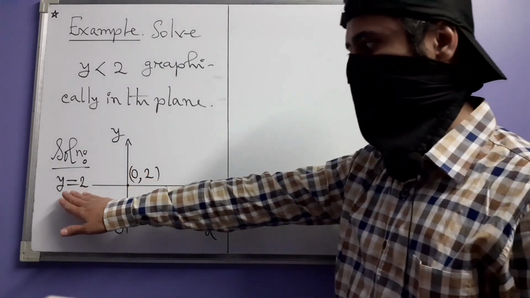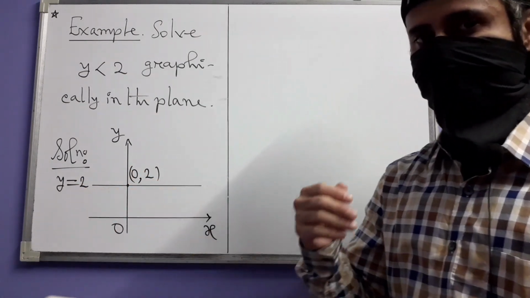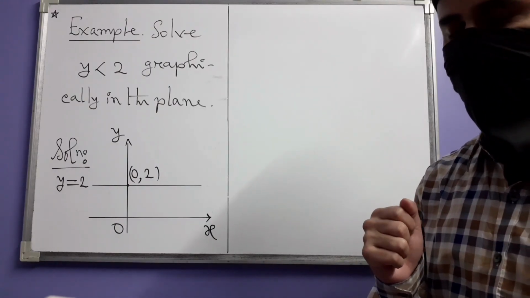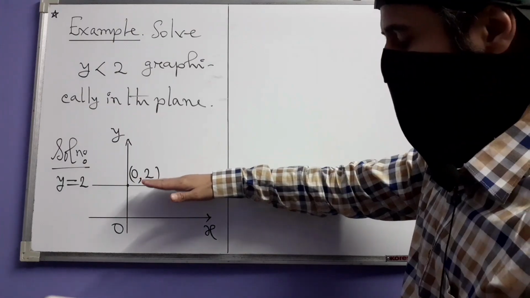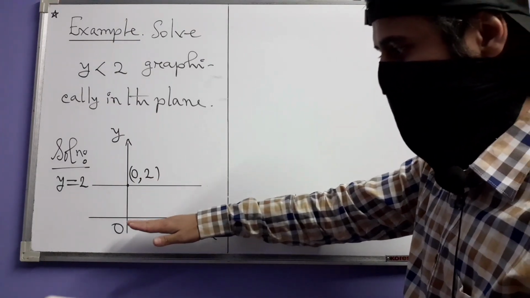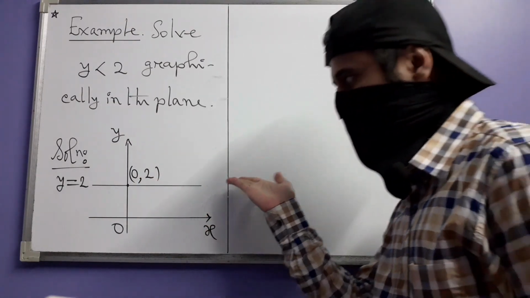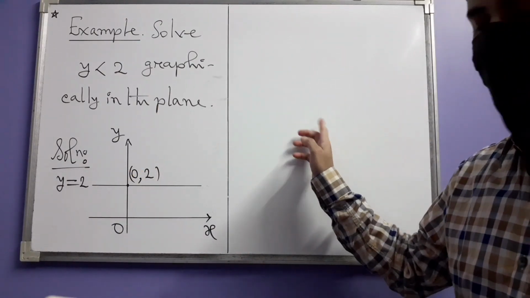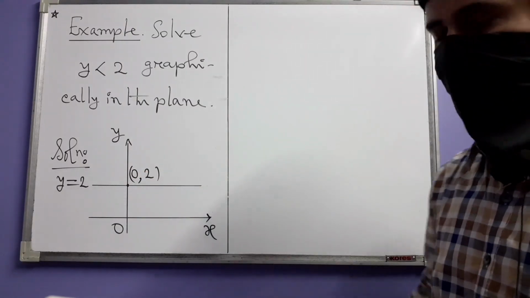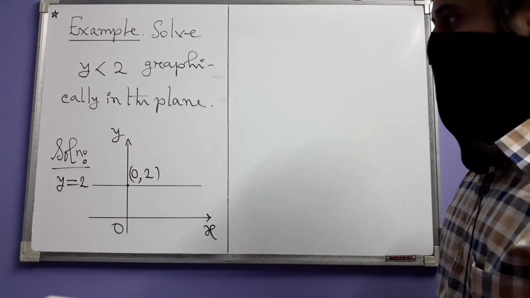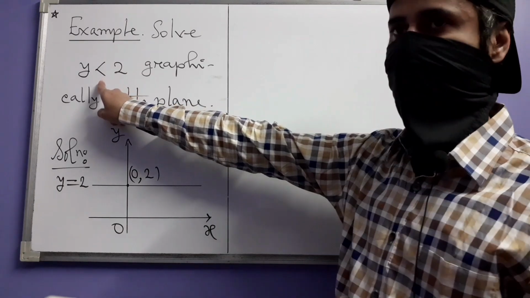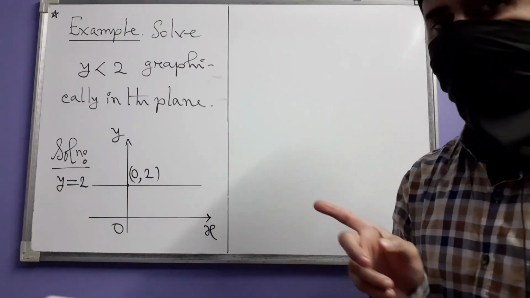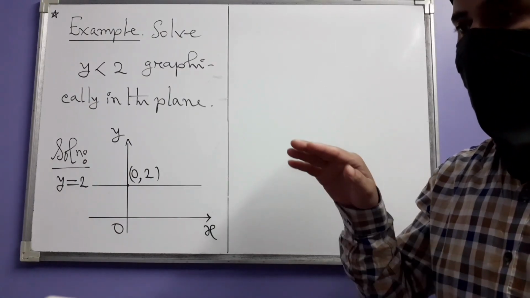The graph of this equation consists of those points in the plane which have all their y coordinates constantly equal to 2. That means all of them are at a height of 2 units from the x-axis. That means all these points form this horizontal line. Previously we had a vertical line, this time we have a horizontal line. And we want the solutions to this inequality. That means it will consist of those points in the plane which have their y coordinates less than 2.